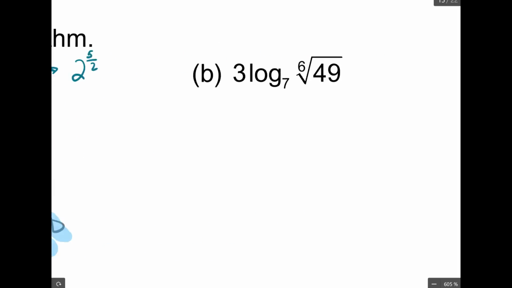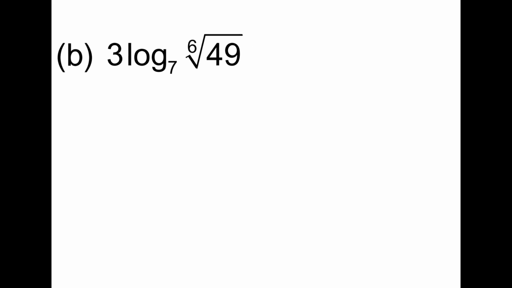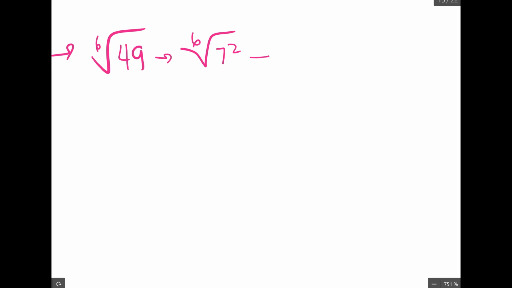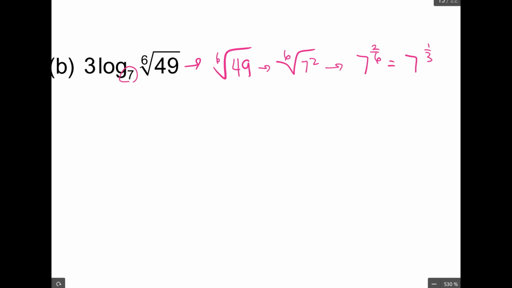Cool? All right, you can go ahead, pause the video anytime, try these out. So let's see, I have a base 7, so I would like to rewrite this guy in terms of 7. Square root of 49, the sixth root of square root 49, same thing as the sixth root of 7 squared. This is going to be the same thing as 7 to the 2 over 6, which is 7 to the 1/3. Bring it back down here, so 3 times log base 7 of 7 to the 1/3.